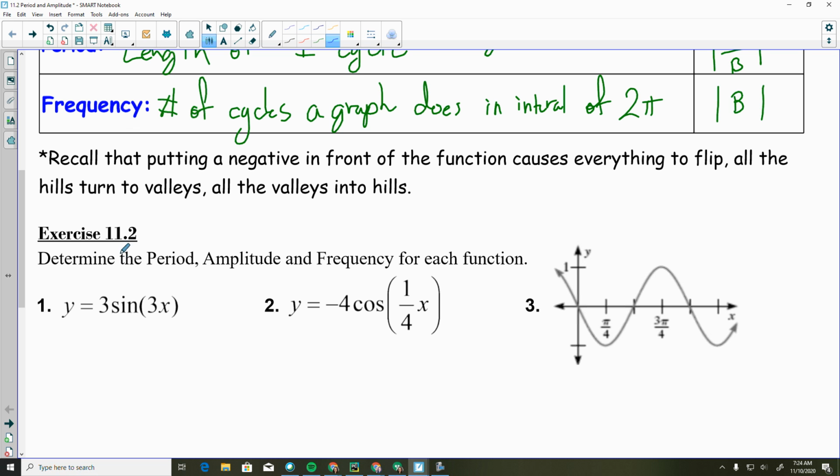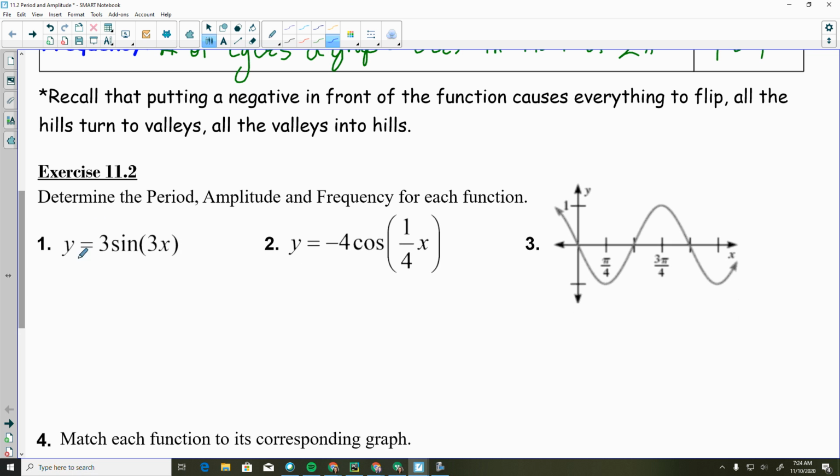So the first couple problems that we'll look at, we're going to look at a function where they have a value for a and a value for b inputted into it, and then we're going to have to find the period, amplitude, and frequency for each function. Okay? So this particular function, what would the period be?